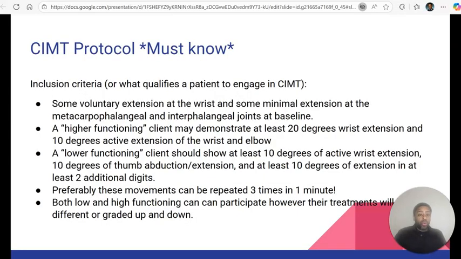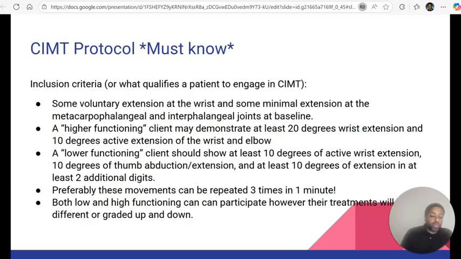All right, for the CIMT protocol, there are certain stipulations. For instance, some voluntary extension of the wrist and minimal extension of the MCP and the IP joints should be preserved. Those that are high functioning may demonstrate about 20 degrees of wrist extension and 10 degrees of active wrist and elbow movement. Lower functioning individuals that would benefit from this intervention show at least 10 degrees of active wrist extension, 10 degrees of thumb abduction and extension, and 10 degrees of extension in at least 2 additional digits.